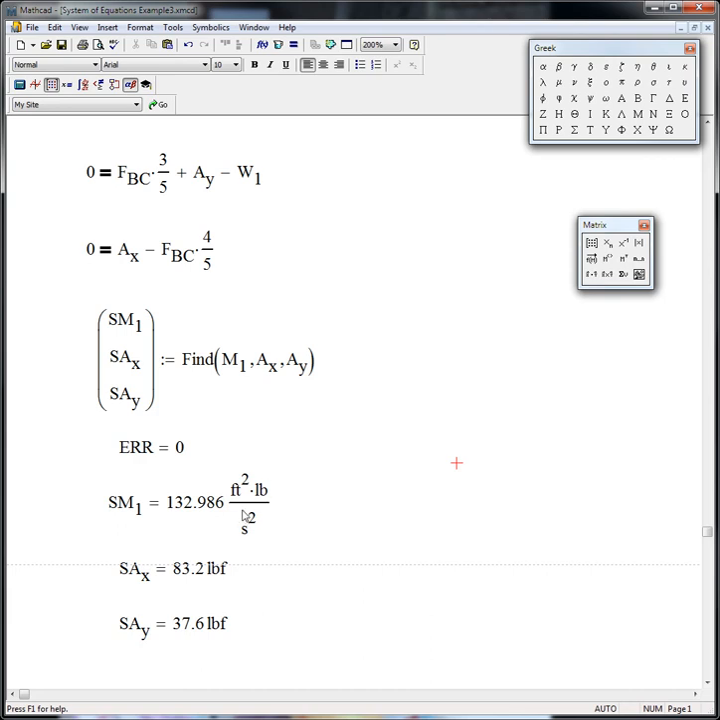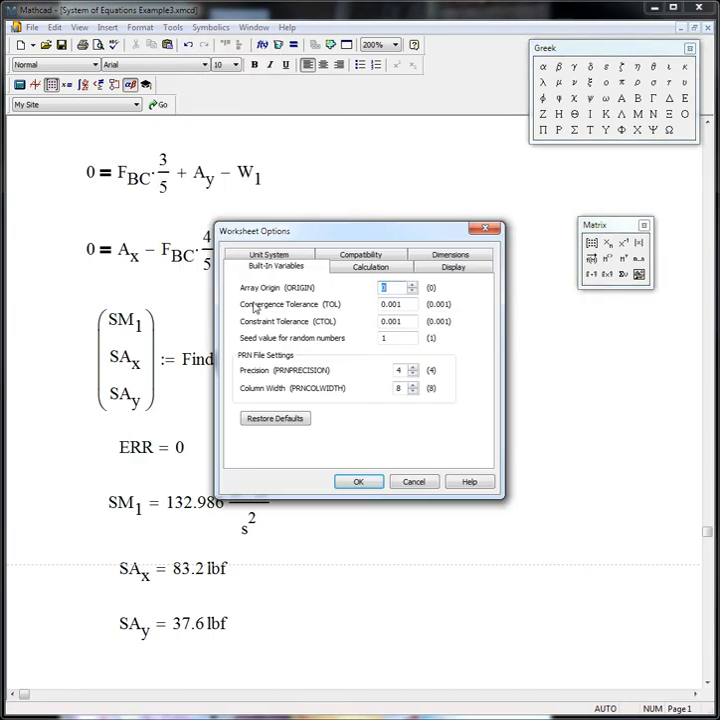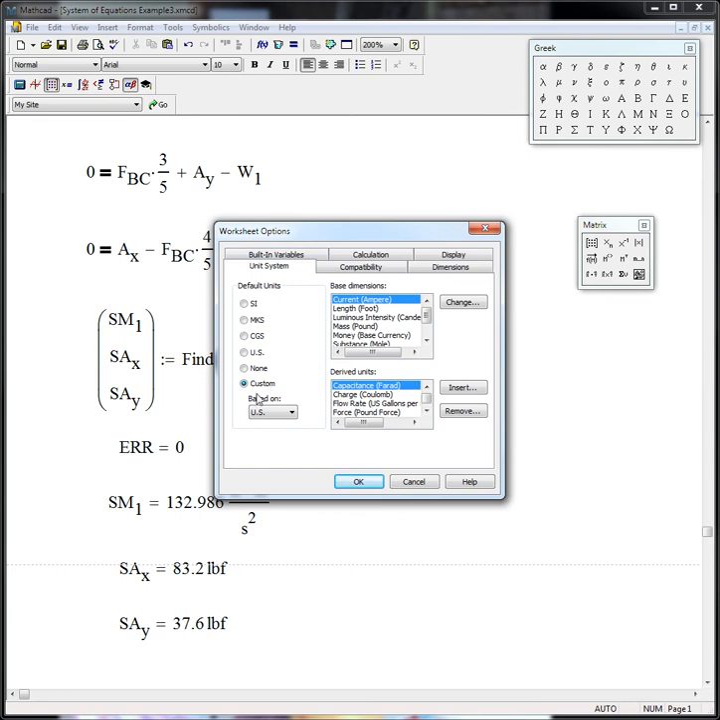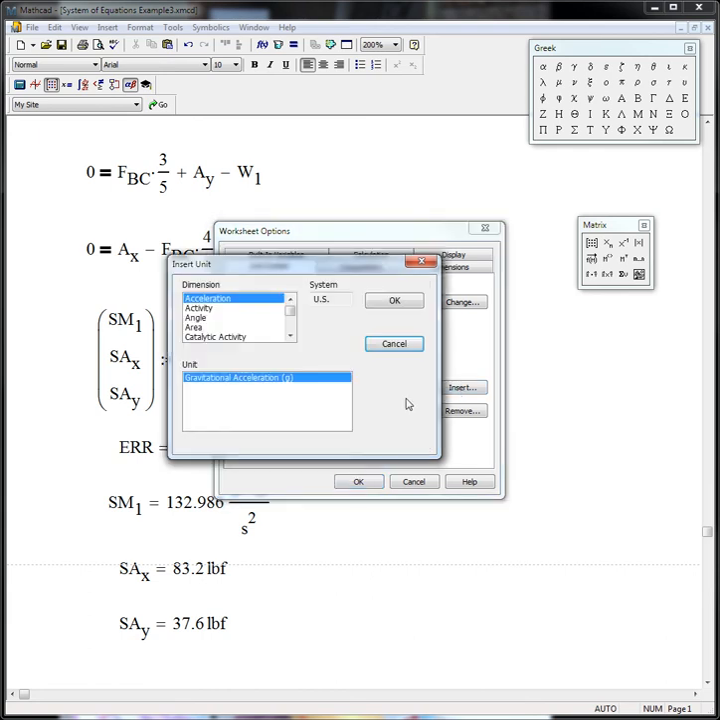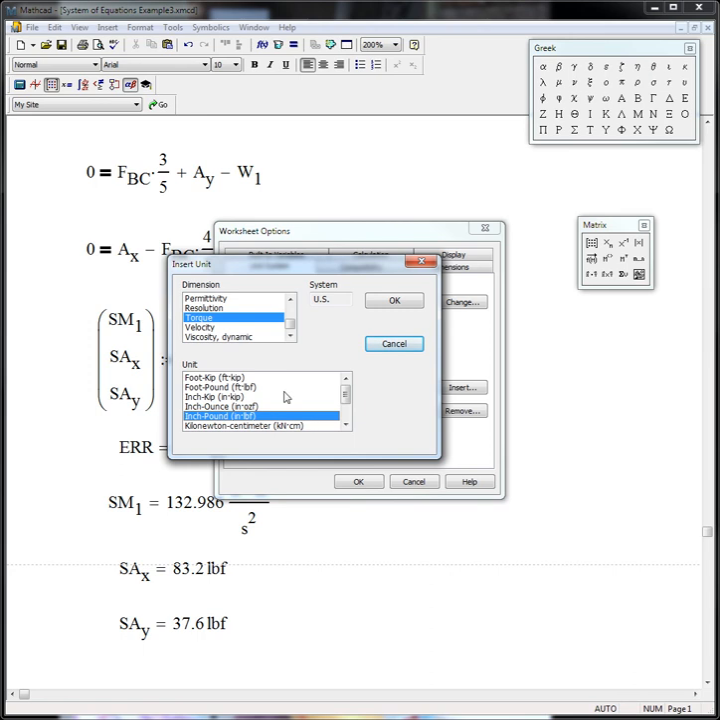So if we want to get torque to come out in inch-pounds, we can go to Tools and Worksheet Options and go to Unit System, and you can see I've set this to custom and then based on the US. So now it's going to put in all the values for the US system, but I can add some additional stuff. So I'll select Insert and then look for torque. So torque I'm going to put in inch-pounds, or have that be shown, any solutions that have torque or force times distance will come out in inch-pounds.